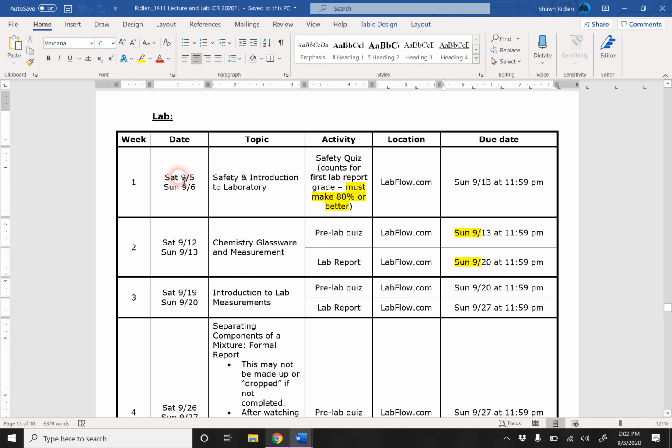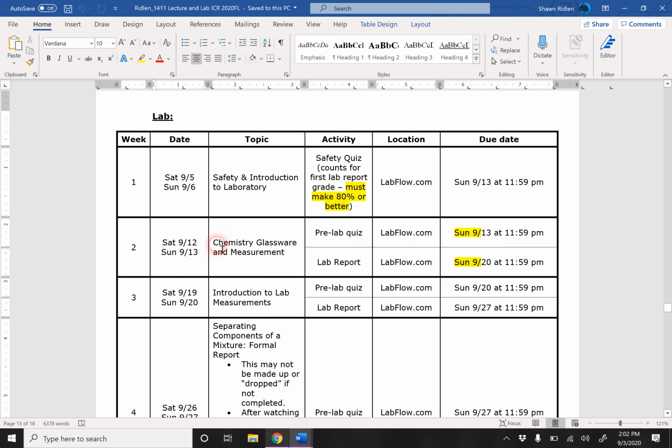What you'll see is the Saturday and the Sunday. I did that because some of you are in the Saturday lab and some of you are in the Sunday lab. So I gave both dates, but just know it's that week. Basically, I've given you a week to complete the labs. So the first week you're supposed to do the safety, and then you'll have all the way until the next Sunday to complete that.